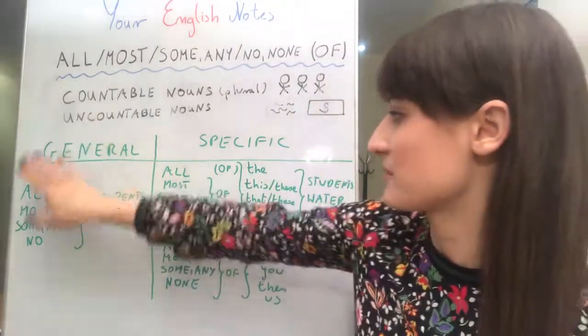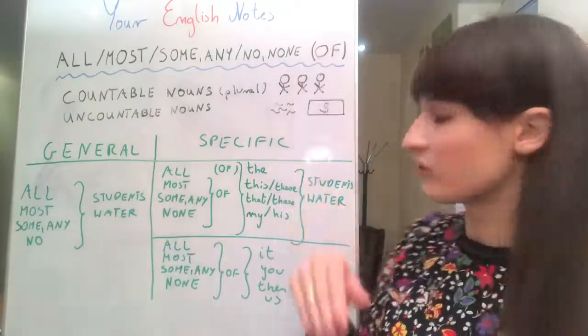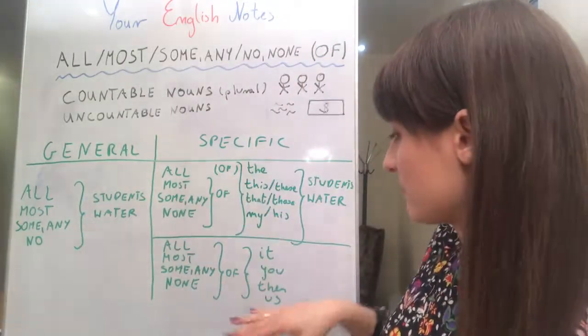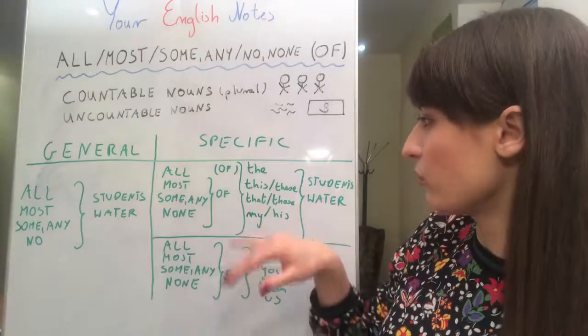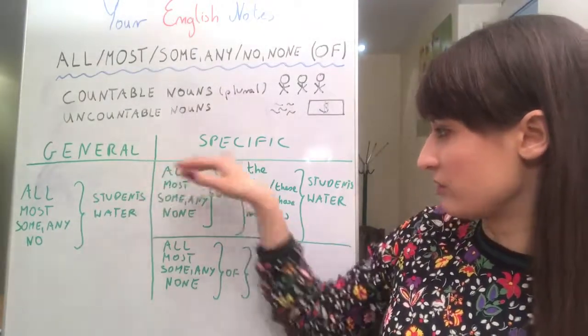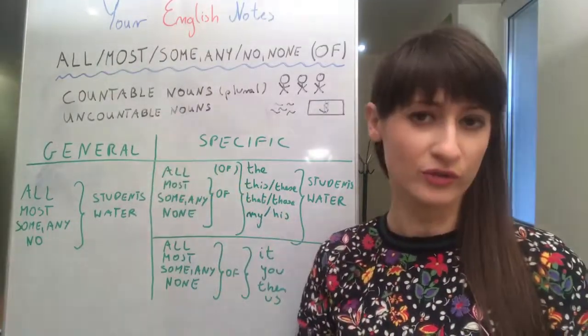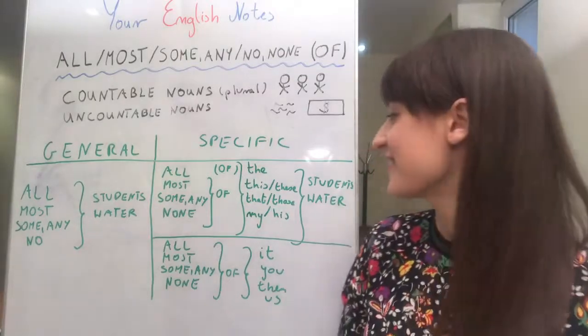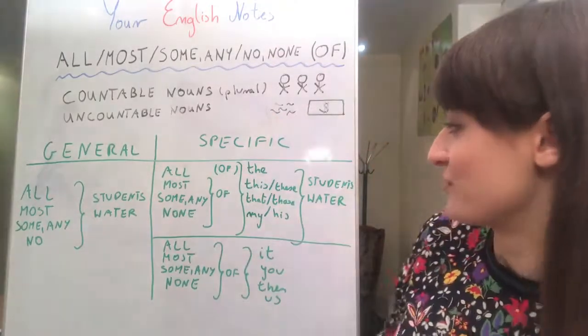So when we talk about something in general, we don't put of. When we talk about something specific, we put of. All can be used either with of or without of. All right, so I hope it's clear for you.